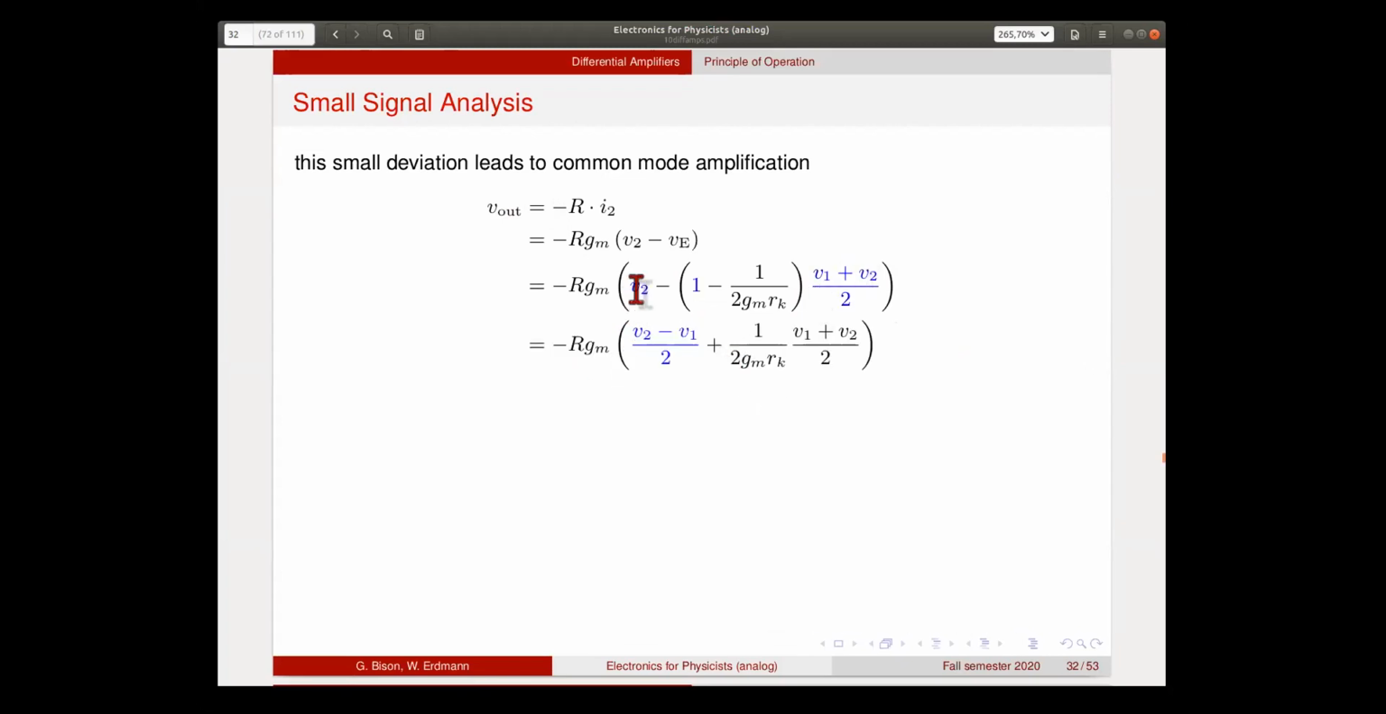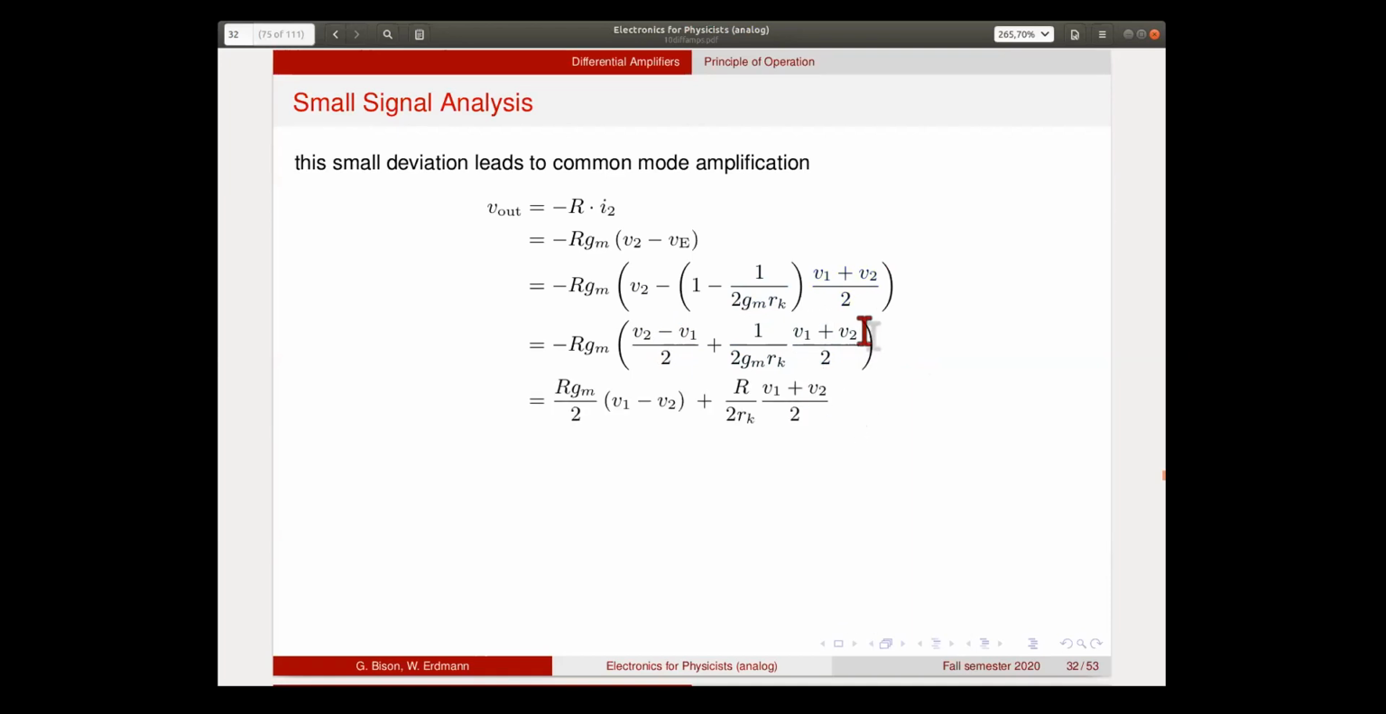So we have one term that is proportional to V2 minus V1, which we get when we add up this V2 and we take the factor 1 here. This is of course what we had before when RK was infinite. We had only this term. But now we're still left with the other term. So we have this 1 over 2 GM RK multiplied by V1 plus V2 over 2. And this is left here. So instead of only this ideal term, we now have also something that is proportional to the common mode.